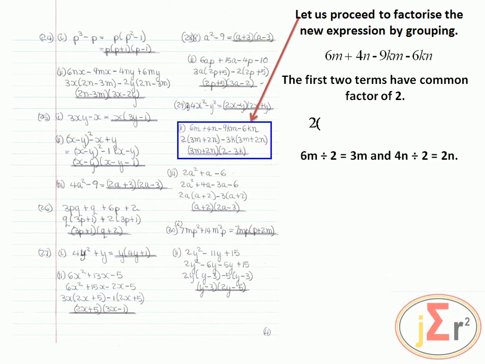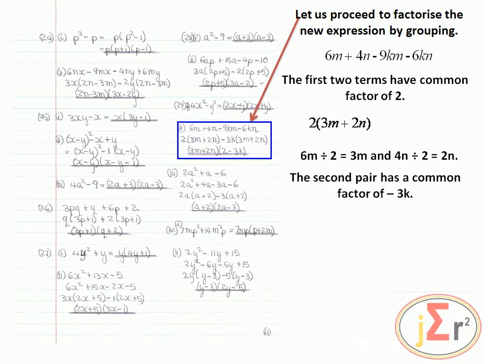So we will divide each one of those terms by the highest common factor of 2. So we have 6m, and the 6m divided by 2. 2 into 6 is 3. Nothing to cancel the m. It will go right back. Also, we have 4n. The same thing will happen there. 2 into 4 is 2, and nothing to cancel the n. It will go right back.